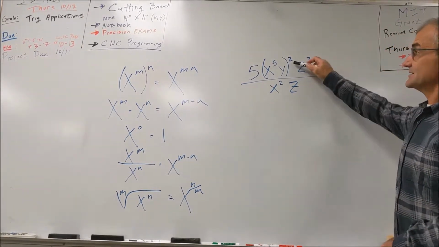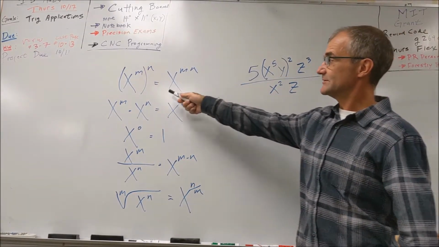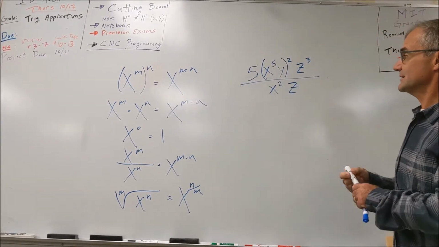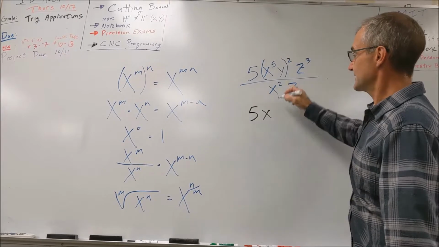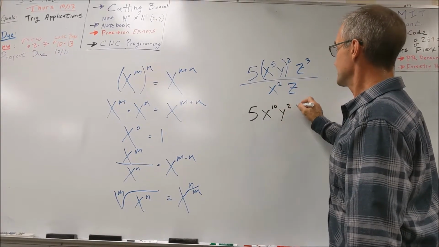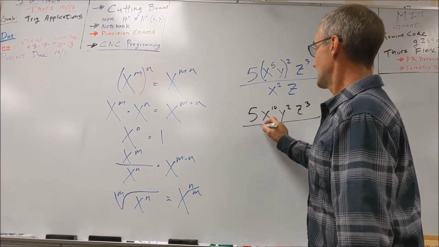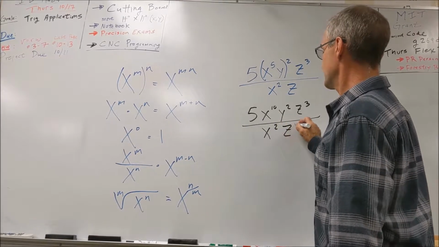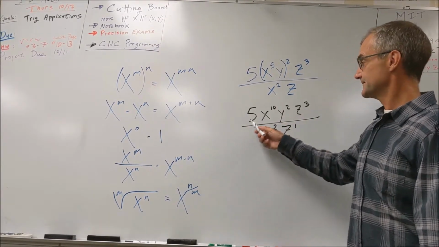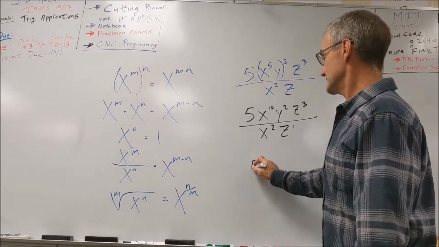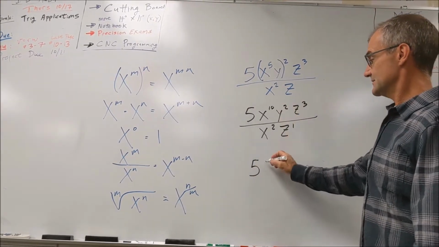First order of operations is I distribute using this rule of exponents here, that 2 through the quantity to get 5x to the 10th, y squared z to the 3rd, all over x squared z to the 1st. Now I'm going to use this rule of exponents here. The 5 stays in the numerator. 10 minus 2 is 8.